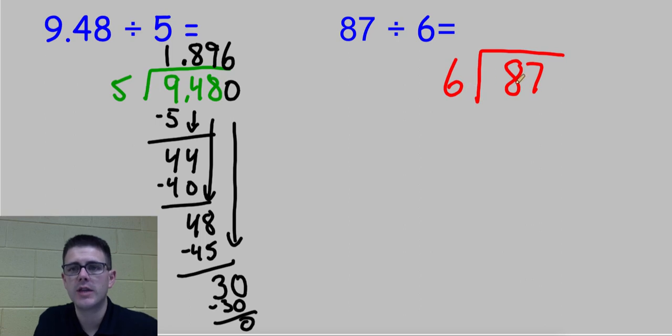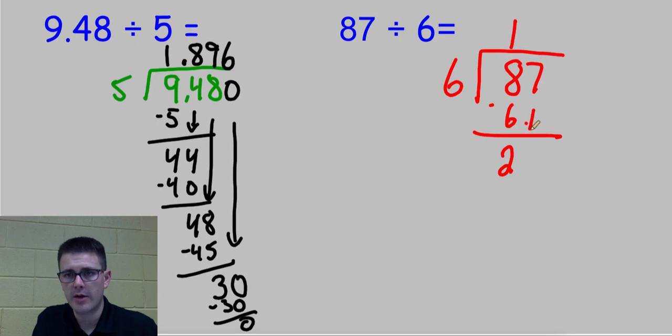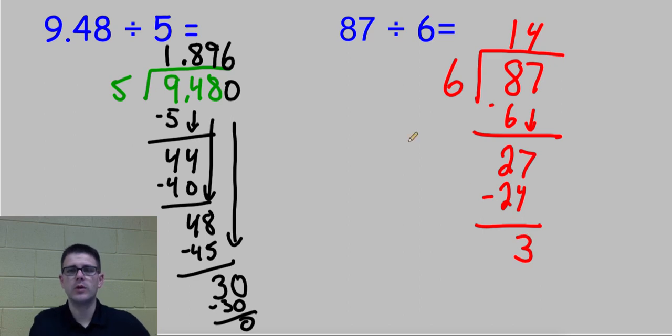87 divided by 6. We want to see how many times 6 goes into 87. So we start with 6 goes into 8 one time. 1 times 6 is 6. Subtract and we get a 2, bring down our 7. 6 goes into 27 4 times. 4 times 6 is 24. Subtract and we get a 3. So here's where we're stuck. We have done all of our subtracting, but we still have something left over, so we want to keep going.